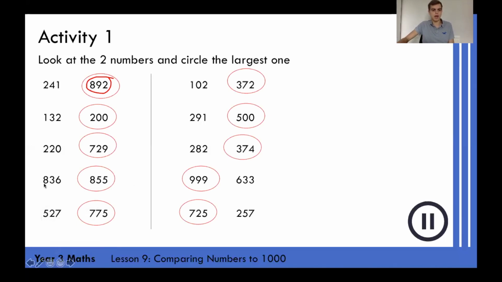Fantastic. 836 or 855. Well, they both got 800s. So then I look at my tens. This number's got 3 tens. This number's got 5 tens. The number with 5 tens is larger. Well done. Let's go over here. 999 or 633. This one's got 900s, 600s. Must be 999. Well done for having a go at those.